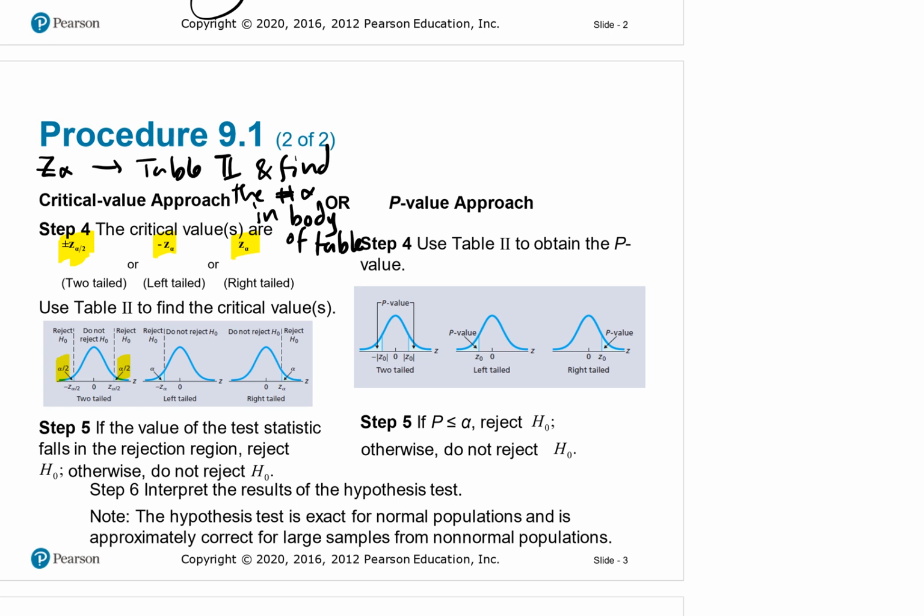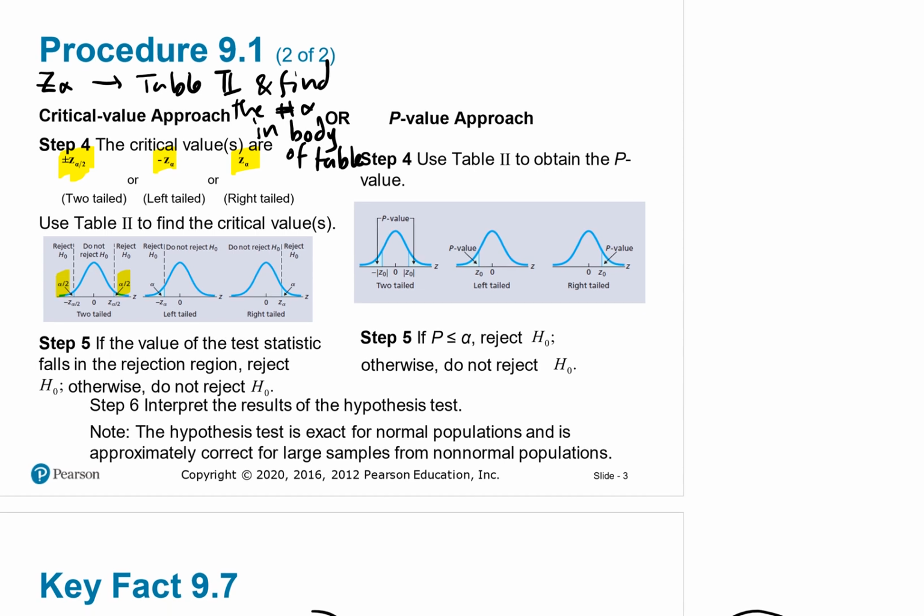And from there, if the value of the test statistic, z0, falls in the rejection region, meaning if we have a right tail test and this is z sub alpha, and you found z sub 0, if it falls in here, then that's called the rejection region. We reject the null hypothesis. If it falls somewhere here, we do not reject the null hypothesis.